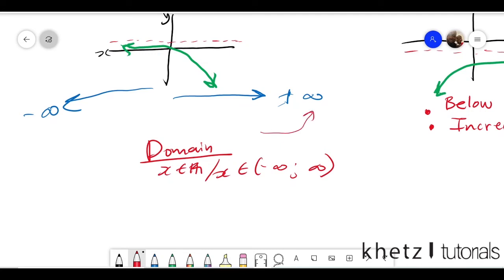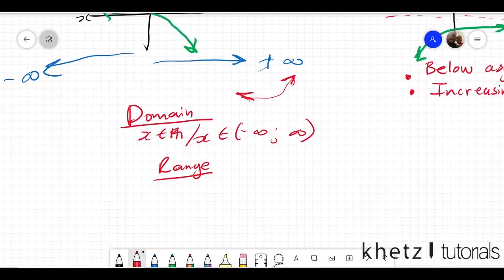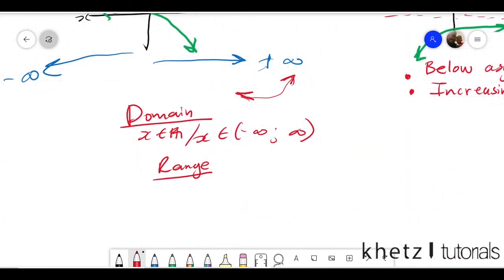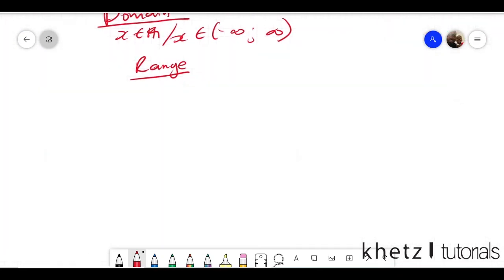It doesn't matter if it's increasing or decreasing. If you have a look, all the values are covered because the arrows continue to go in that direction, which is the left direction, as well as the right direction. So all the values are covered. Now let's move on to the range. For the range, it depends on the kind of graph which you have, and I'll show you just now.